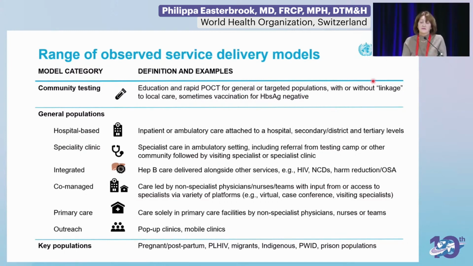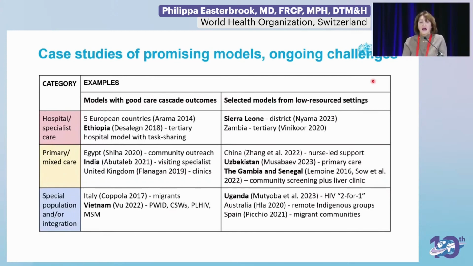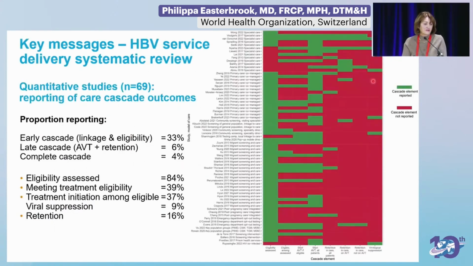These are the types of models we saw, many more hospital-based models, because that reflects the lesser maturity of the Hep B response, so there are fewer decentralized models, but there were some integrated, co-managed models emerging. And I think a key message is that when we looked at these models, there were some excellent models, and these were in no way confined to high-income settings, with some really innovative and high-performing models of care in a variety of low and middle-income country settings.